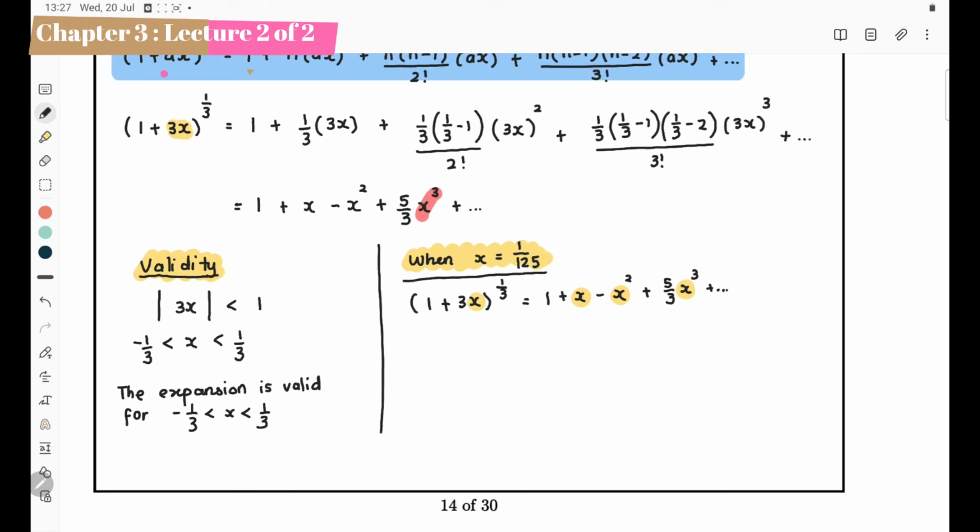For the left hand side, we just need to simplify inside the bracket to get 128 over 125 to power of 1/3. And for the right hand side, carefully calculate to get 1.007937, and careful to give your answer at least in 5 decimal places or more.